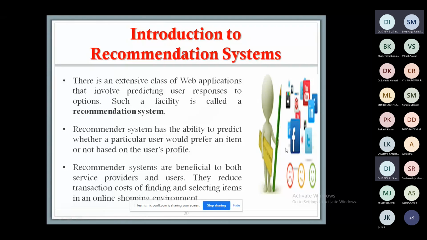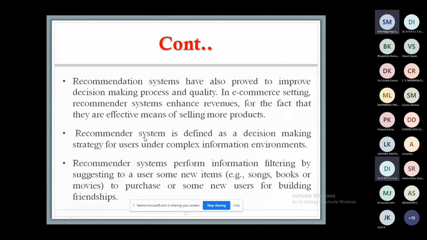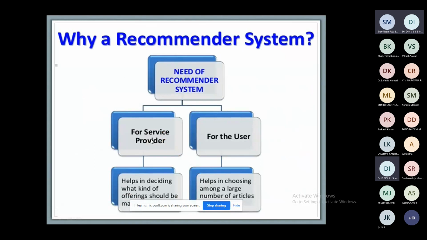It has to predict information even though a particular item is not searched by the user. That's very important. Recommender systems are beneficial to both service providers and users. The recommender system is not confined to the provider or to the user; it is very beneficial to both. For the service provider, it helps in deciding what kind of offering should be made, and it helps in choosing among a large number of articles for the user.